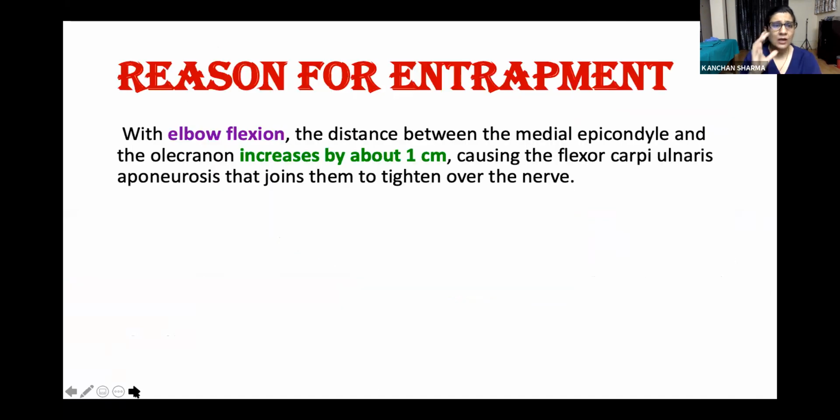Now, what happens in this cubital tunnel? All of you can just put two of your fingers, one on the medial epicondyle and one on the olecranon process, and keep them there when your elbow is extended. So this is the extension of the elbow and this is the flexion of the elbow. First, keep it extended and then flex. When you flex, you will see that your two fingers are moving apart. So when we flex the elbow, the distance between the medial epicondyle and the olecranon increases.